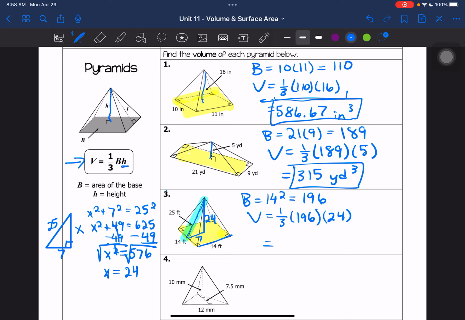Then we type all of this into the calculator, and we end up with 1,568 feet cubed. So this is our answer.